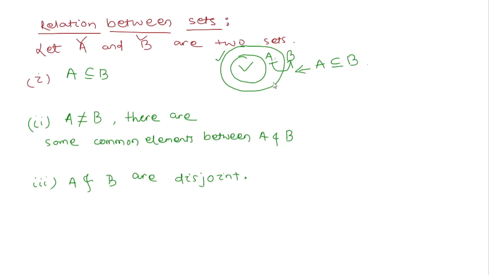How can we draw this case? In this case, we will draw the two circles in such a way that there is some common region between them, like this. This one is the common region. This represents the common elements.